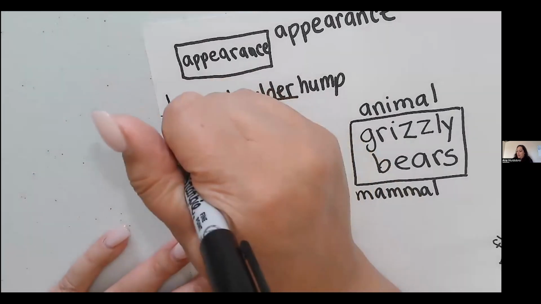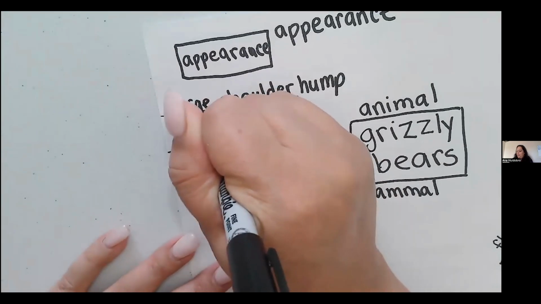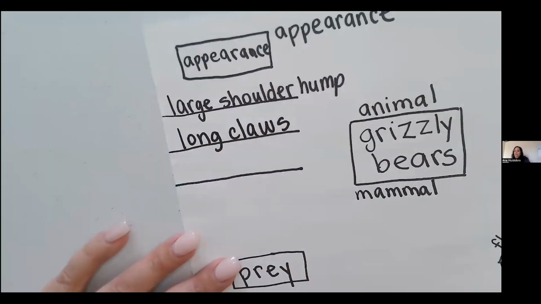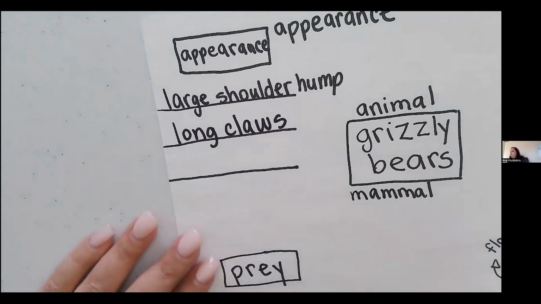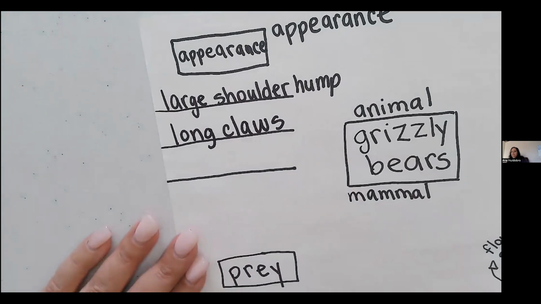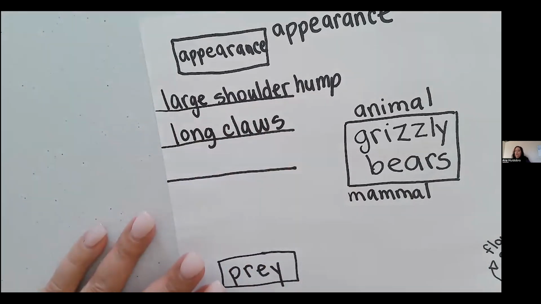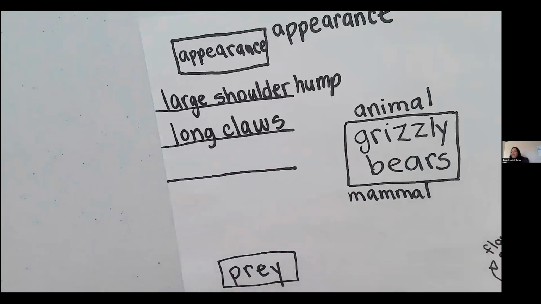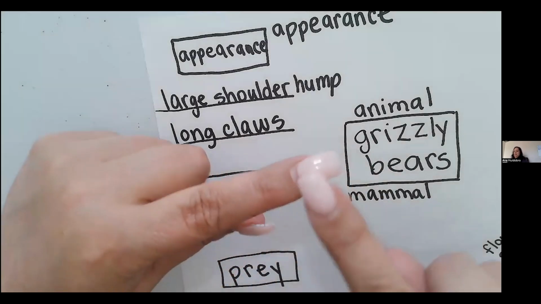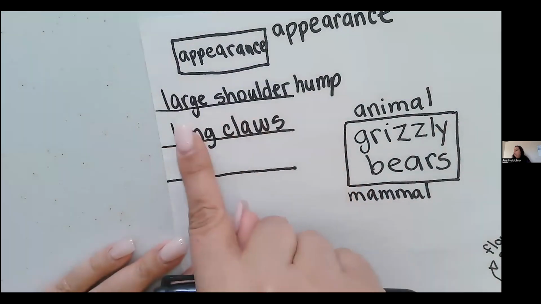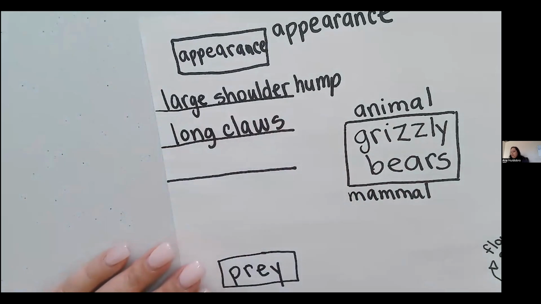They have long claws, and I found out it was just on the front feet that their claws are exceptionally large. Long claws. And you're seeing that I'm writing maybe a few words, not just one word, because especially with appearance, you want to give descriptive words. You want to describe things. So not just claws, long claws, right? Not just a hump on their shoulder, it's a large shoulder hump.